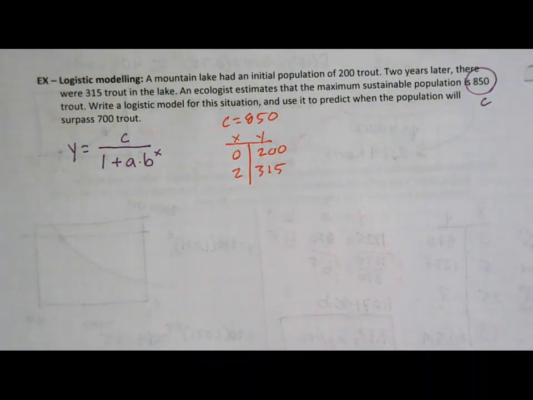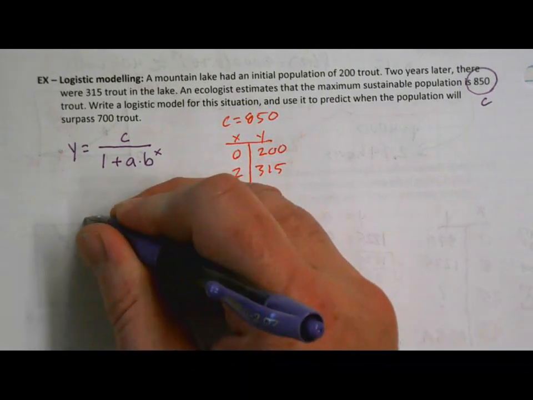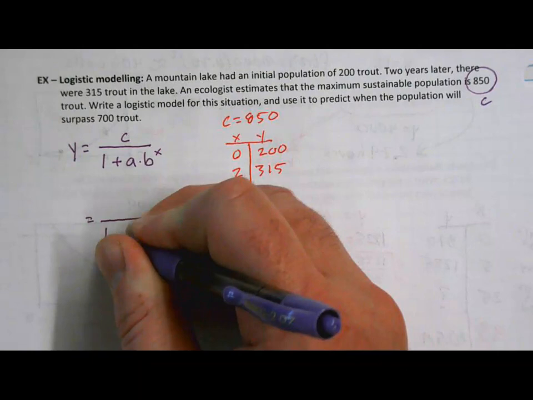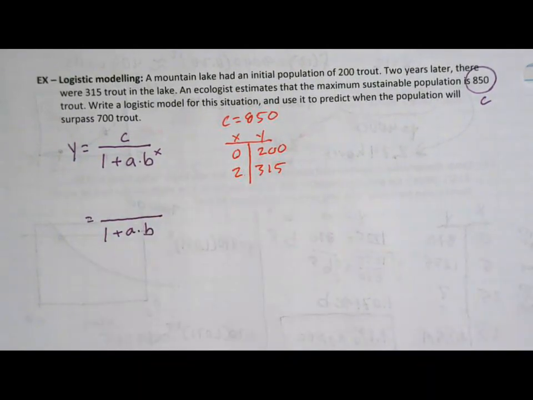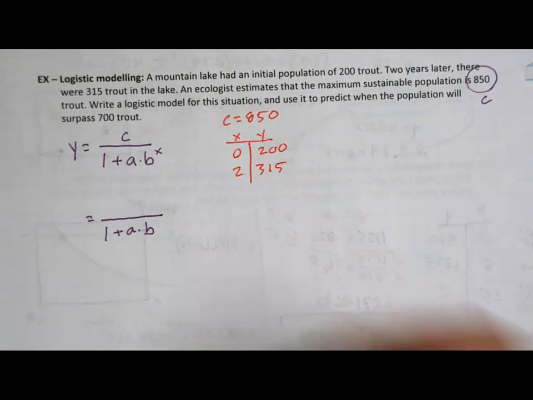So we got C, we're missing A and B. So how are we going to find out? We're going to plug some points in. And we're going to definitely end up plugging both of those points in. So I'm going to go ahead and write my function. What do I know so far? I don't know A or B. I'm leaving out my X and Y. What I do know is that C is 850.